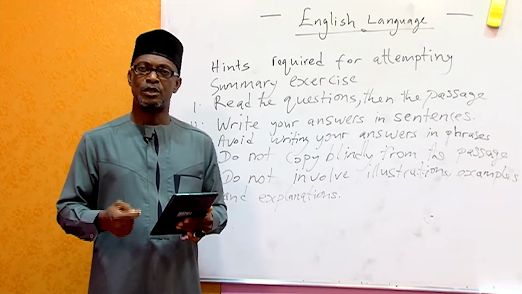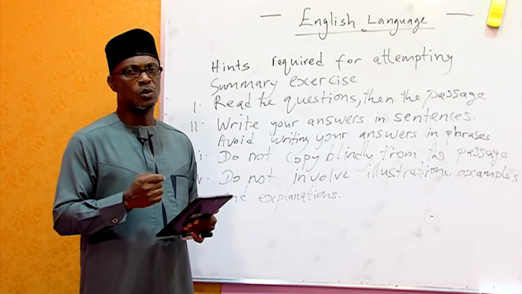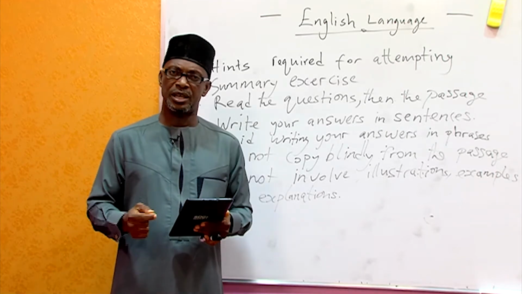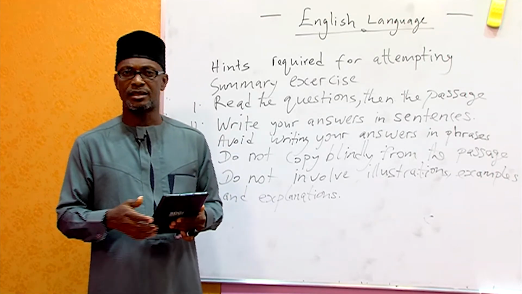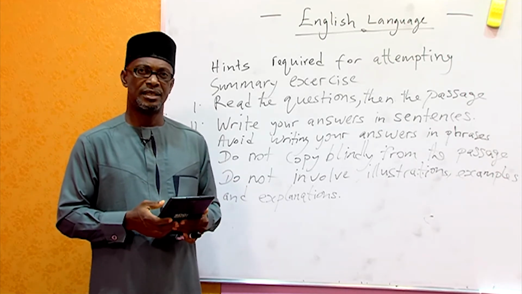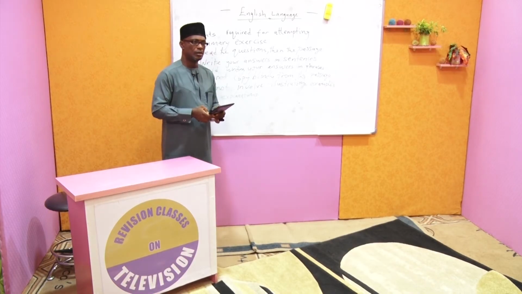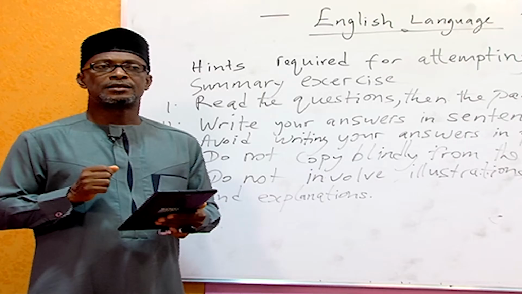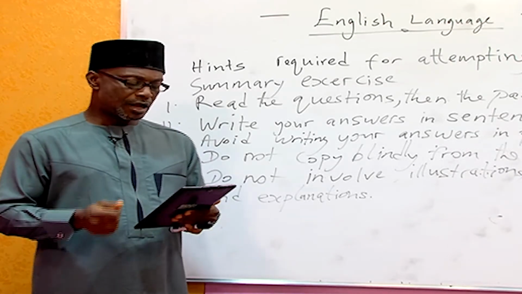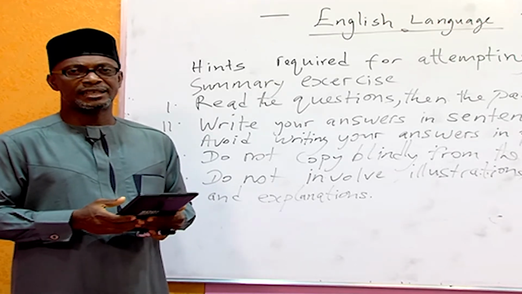You are not expected to infer. You are not expected to give your own opinion. And again, you should not lift directly. You should not copy blindly. Your choice of words should be such that the entire meaning of the passage will not be vitiated. So we'll go back to the questions under the passage. For this exercise, we have two levels of question, question A and question B, and they are all recall questions, like I said earlier on.